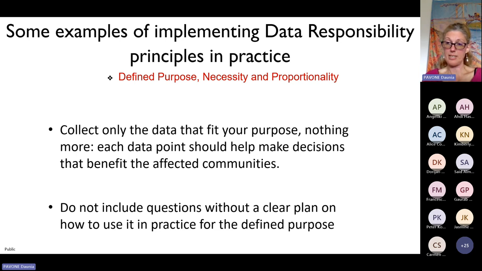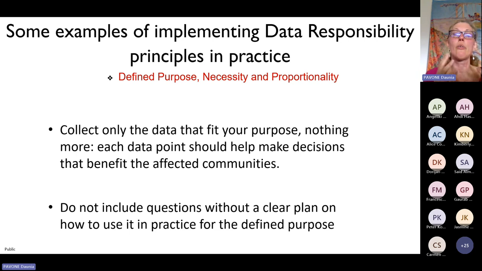So I think I have more or less the same thing Ahdi is saying. Collect only the data that fits your purpose, nothing more. Each data point should help make decisions that benefit the affected communities, not other types of decisions. Do not include questions without having a clear plan on how to use them in practice for the defined purpose. It seems the same thing, but I just wanted to highlight, from an information management point of view, we might think that we know how we are going to use the results of a question. In 89% of the cases, I have been wrong. Maybe you are better than me, but there is a risk that we're wrong.